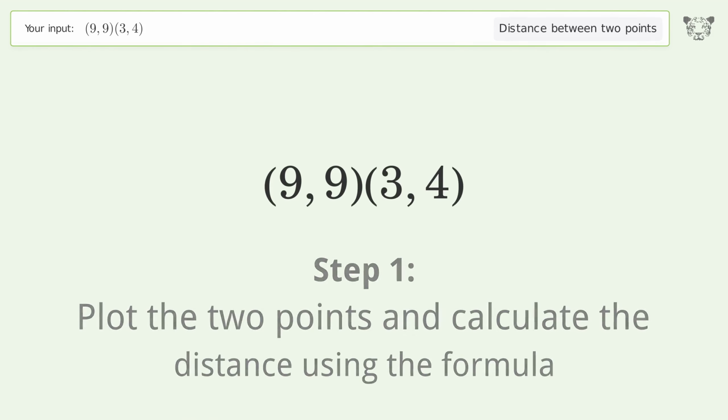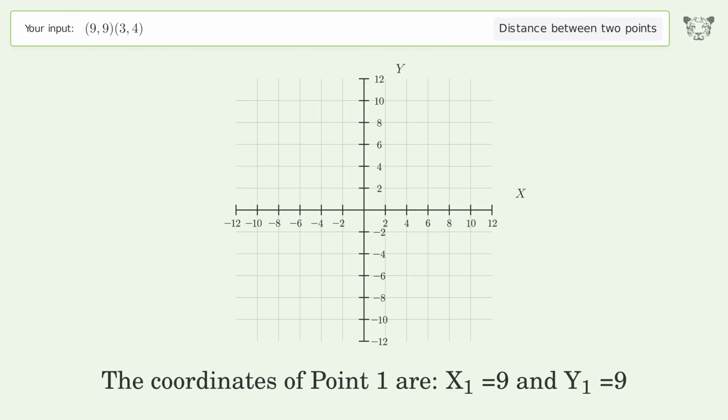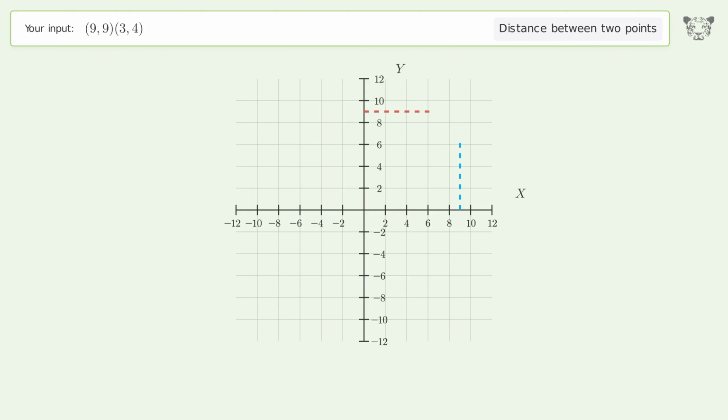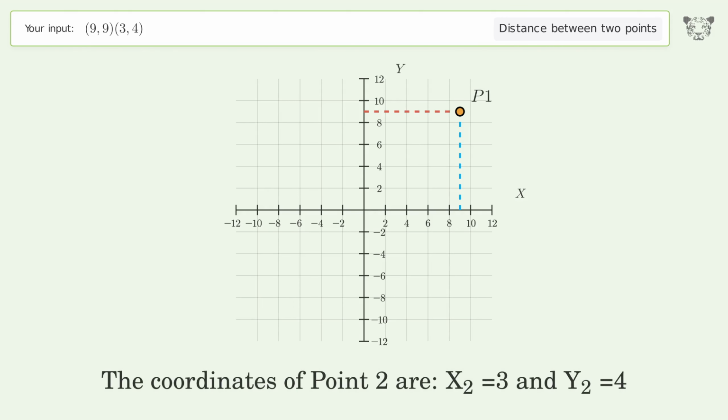The coordinates of point 1 are x1 equals 9 and y1 equals 9. The coordinates of point 2 are x2 equals 3 and y2 equals 4. D is the distance between the 2 points.